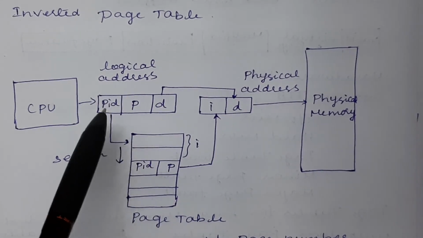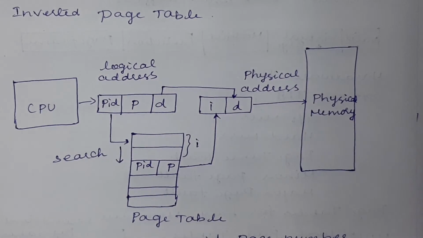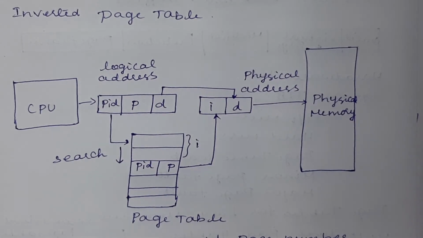Why do we have this process identifier? What is the need of including the process identifier as one of the fields in the page table entry?